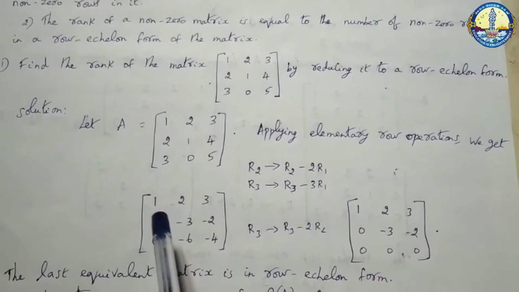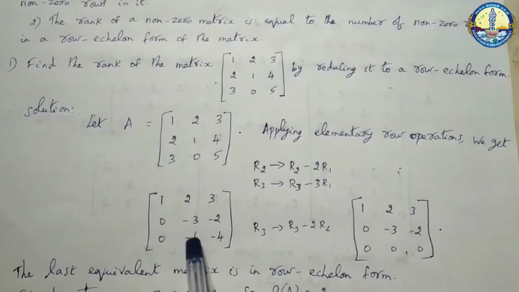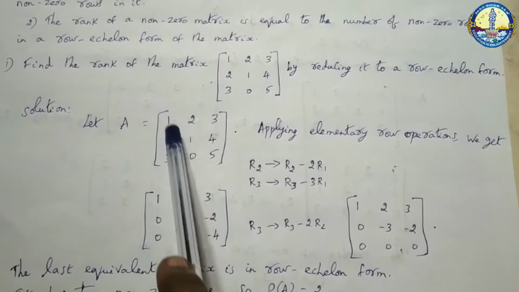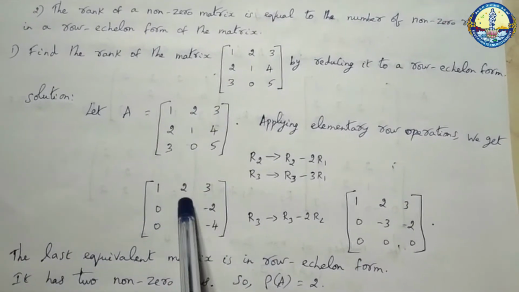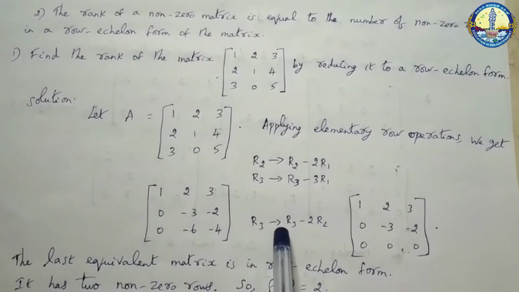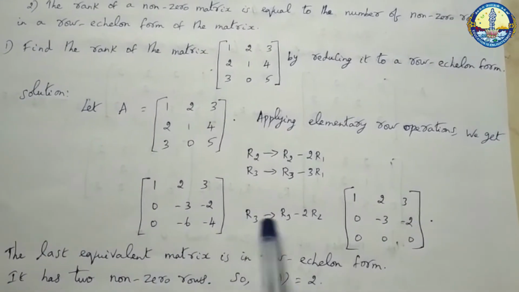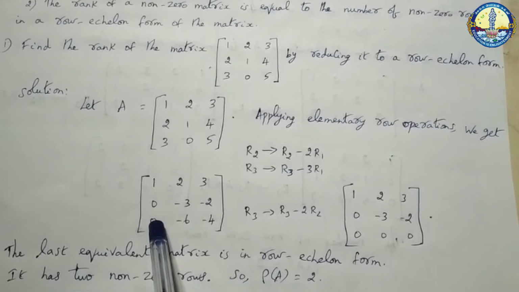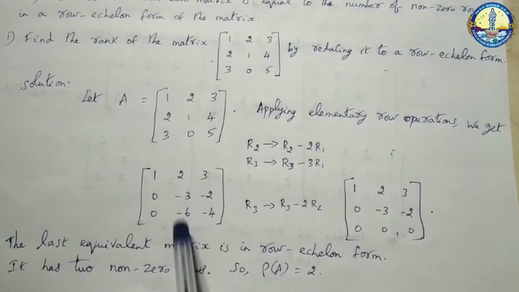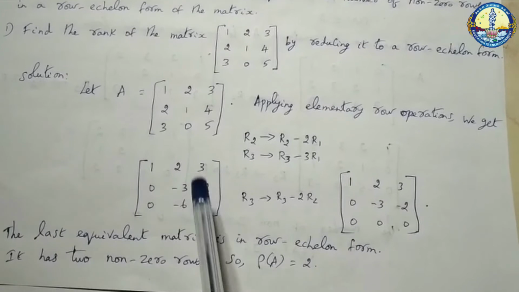So here we have made this term 0. Next we are going to make this term 0. First we made the terms below 1 to be 0, and now we have to make the term below this number 0. So this is R3, and the operation is R3 minus 2R2. So write R3 equals R3 minus 2R2. So 0 minus 0 is 0. Then minus 6, minus into minus, plus 3 into 2, so minus 6 plus 6 is 0. Then minus 4, minus into minus, plus 2 into 2 is 4, so minus 4 plus 4 is 0.